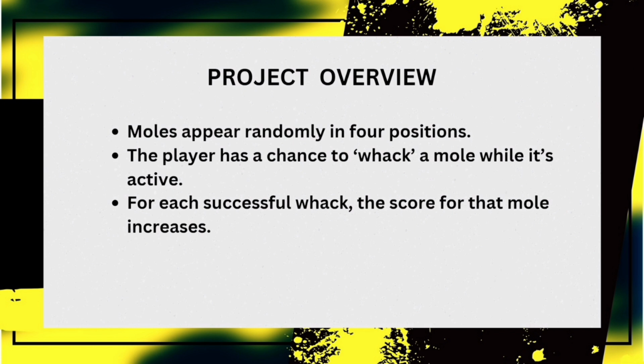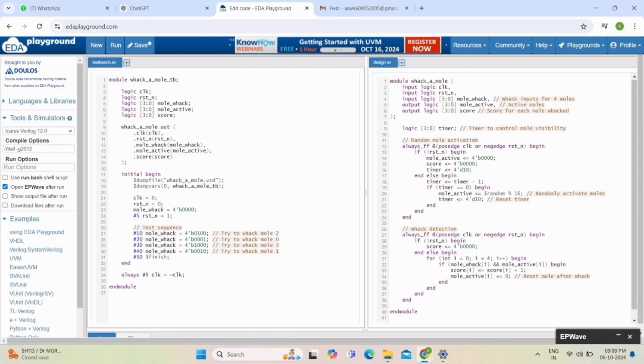Coming to the project overview, the Whack-A-Mole game works with a few simple rules. The first one is moles pop up randomly in 4 positions. Second, the player has a chance to whack a mole while it's active. Third, for each successful whack, the score for the mole increases. We will implement this logic in SystemVerilog, simulating the moles appearing and being whacked.